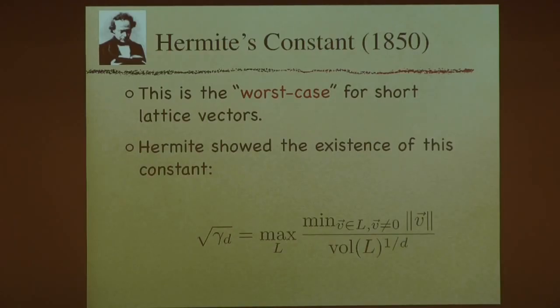So in mathematics, historically, people were more interested in a worst-case scenario. So there, in particular, the so-called Hermite constant refers to the worst case for this short lattice vector bound. So Hermite in 1850 showed the existence of this constant. So you consider the shortest non-zero vector, shortest norm, so it may not be unique, and you divide it by the d-th root of the volume, where d is the dimension. And Hermite showed that this quantity is upper bounded for a fixed dimension. It can be upper bounded independently of the lattice. So this is Hermite's constant. Okay.